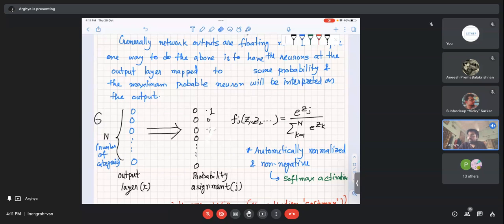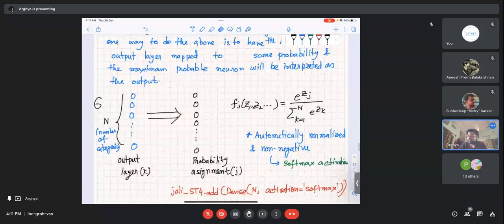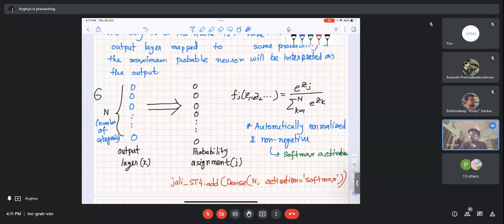To define a probability like that, you can use this function. Is this function familiar to you? I think you have seen this kind of thing everywhere: e to the power something, and then sum over all the e to the power something. I hope you know it from statistical mechanics, when you do the partition function.